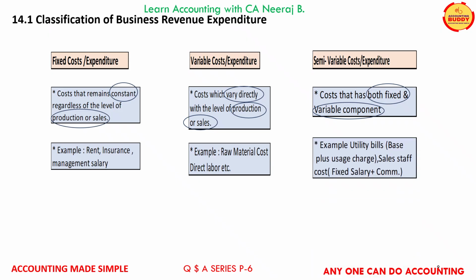Electricity expense is an example of semi-variable cost, as part of it is a fixed base charge and part of it is variable, based on the electricity used. Another example could be sales staff's cost. They get a fixed salary plus a variable amount of commission based on sales generated by them.